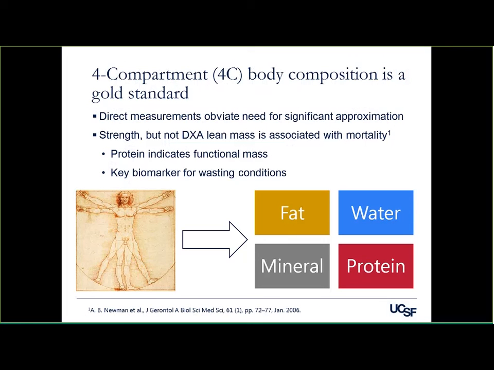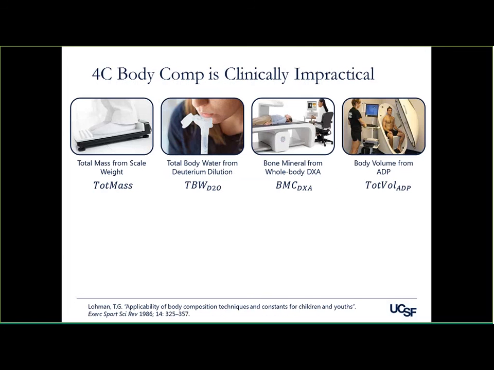To get a full four-compartment model, it takes 4 measurements. But you should be able to pull out protein, and many of you might not be used to seeing protein as a compartment, but really if you put it in this way, there's only 1% residual mass of other things like glycogen. But to get this model, you have to do scale weight, you have to do deuterium dilution for water measurement, you use DXA for BMC, and you use BOD-POD or underwater weighing for total body volume. And with those 4 measures, you get the 4 estimates out from the model.